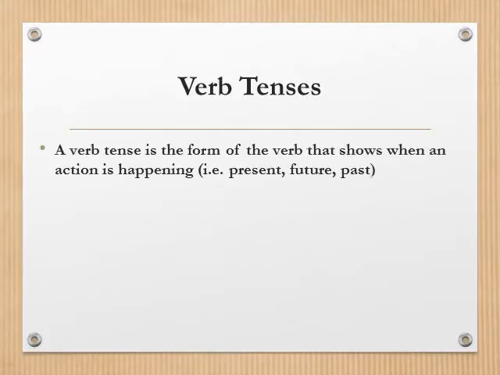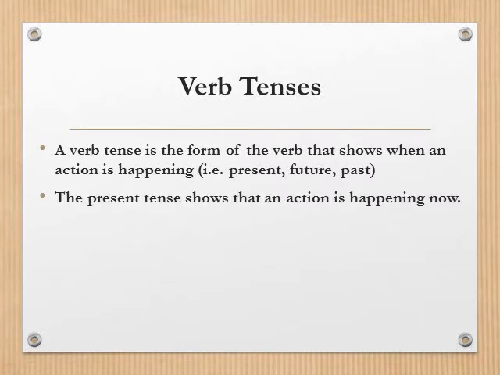So we know that a verb tense is a form of a verb that shows when an action is happening. So we have a present tense, future, or past tense, okay? The present tense shows that an action is happening right now.